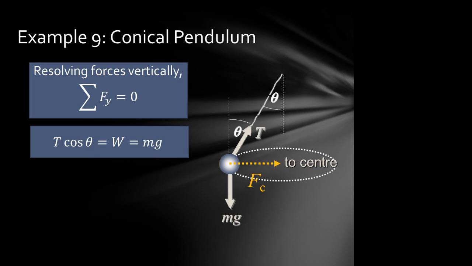So we can write this equation down. T cosine theta equals the weight. The upward tension balances the downward weight.